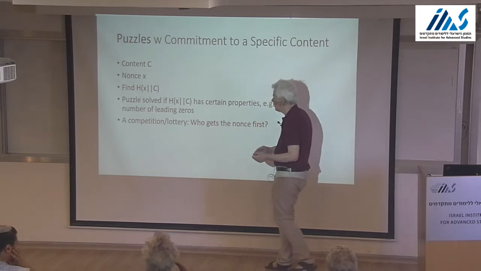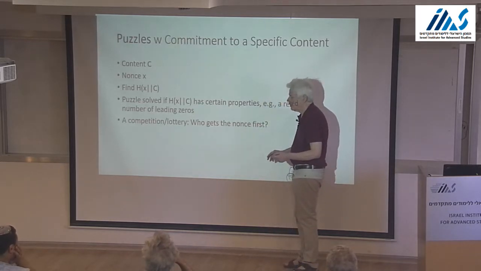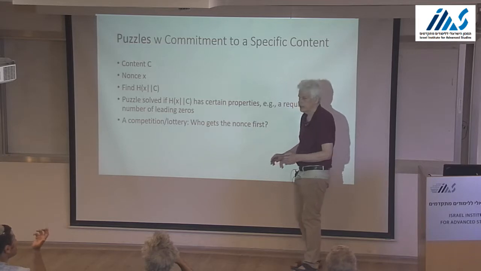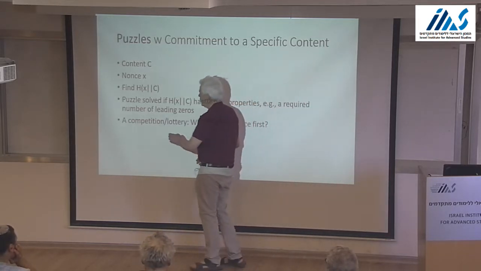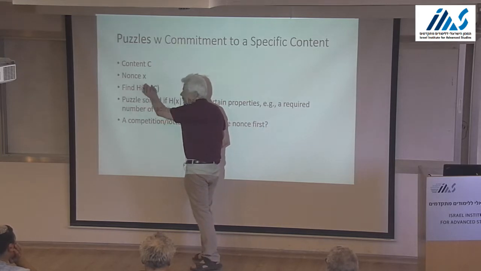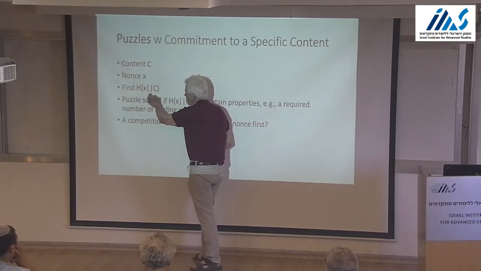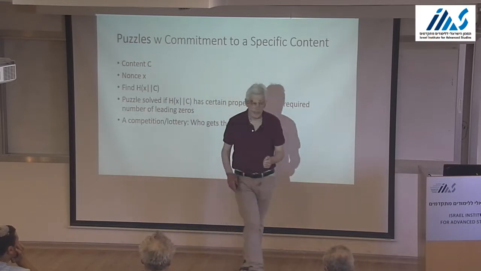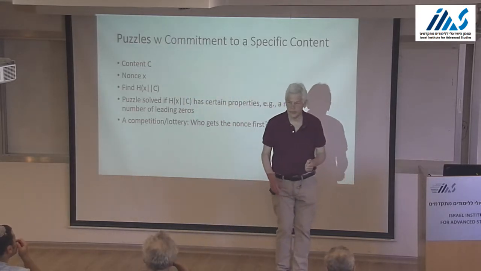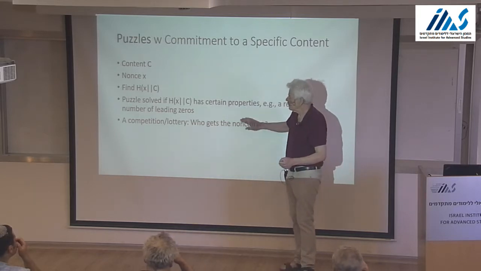number of leading zeros. And you can think about having a competition among all of us in the room. I'll give you content, I'll tell you find the nonce, which is a number that together with the content ends up with a hash with a sufficiently large leading number of zeros. Is this clear? This puzzle?